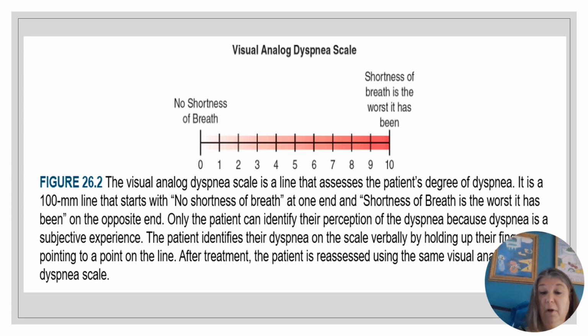This is a visual analog dyspnea scale. So this allows our patient to give us a subjective reading on where their shortness of breath is. So 0 is no shortness of breath, all the way up to 10. Even though this is subjective, this could be another thing that we put in their asthma care plan. After you exercise, where is your shortness of breath? Or during exercise, where's your shortness of breath, right?